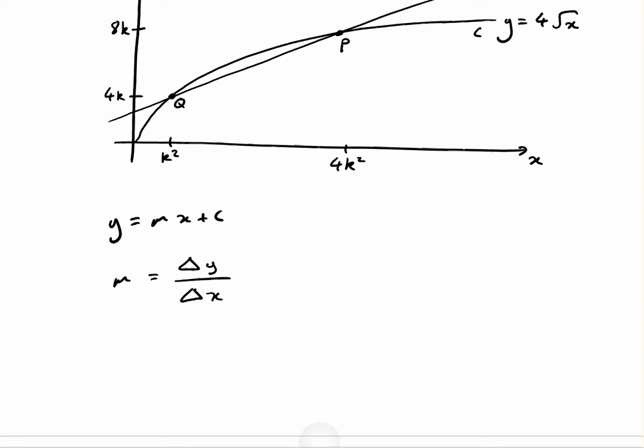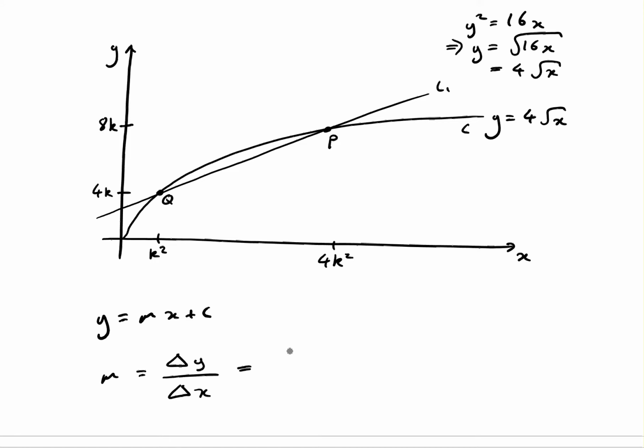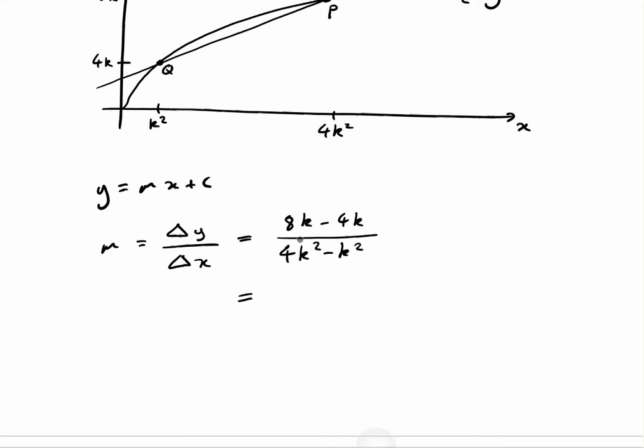And you can see here the change in y, this is why it helps to draw it. The change in y is 8k minus 4k. And the change in x is given by 4k squared minus k squared. So that is equal to 8k minus 4k, so we've got 4k, over 4k squared minus k squared, so all in all we've got 3k squared. Literally I'm just saying 8 of something minus 4 of that same thing. How many of that thing have I got? Well, 4 of that thing. And the same thing, 4 of something minus 1 of something, I've got 3 of that thing.